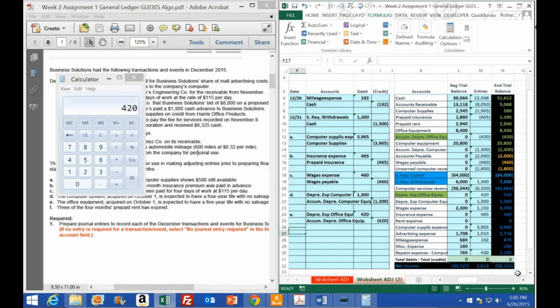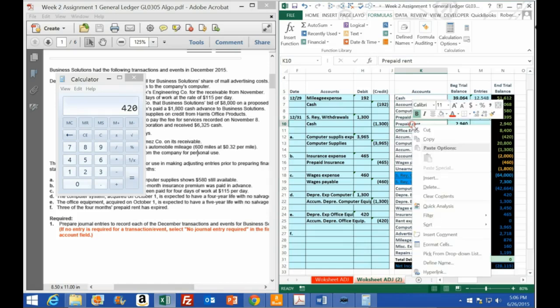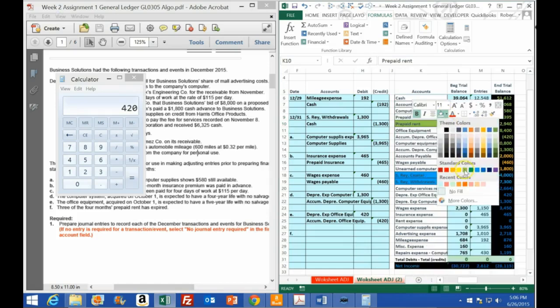Okay, last one. We are on letter F. 3 of the 4 months prepaid rent has expired. So I'm going to go through the questions once again for the adjusting process. We're going to have an account above the owner's equity in the balance sheet, not including cash, in this case, prepaid rent. So if we look through here, there's prepaid rent. So we're probably going to be doing something with that account.